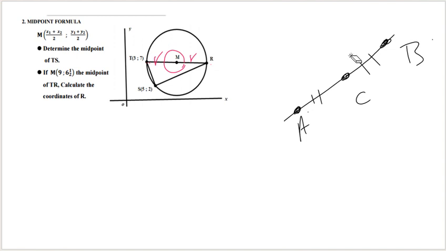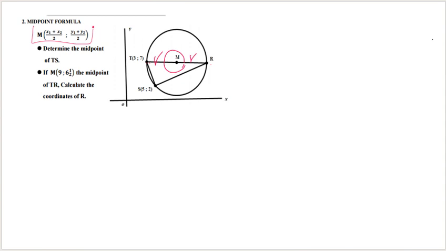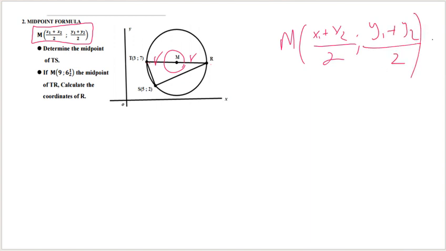Okay, now let's get straight to the problem. That's our aim anyways. So the formula for the midpoint is given here. This is our formula to calculate the midpoint: x1 plus x2 over 2, y1 plus y2 over 2. This is the formula. Okay, now what is the problem now?